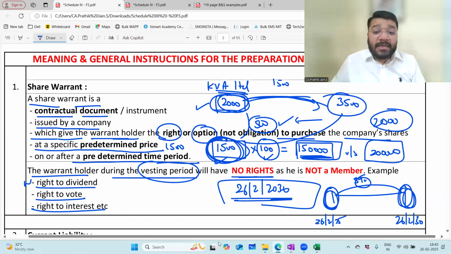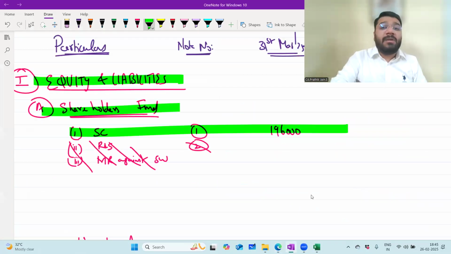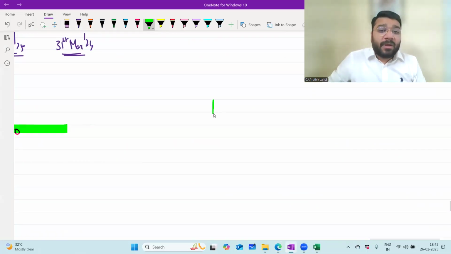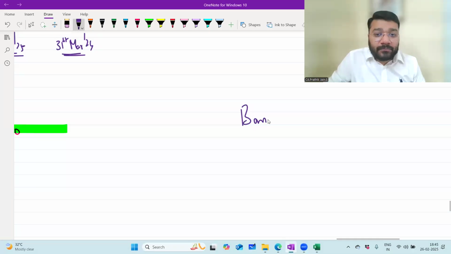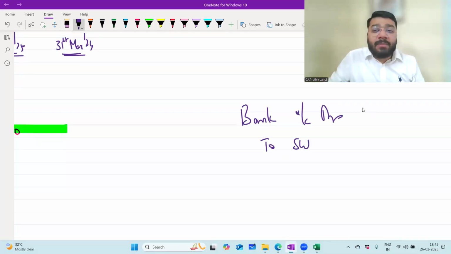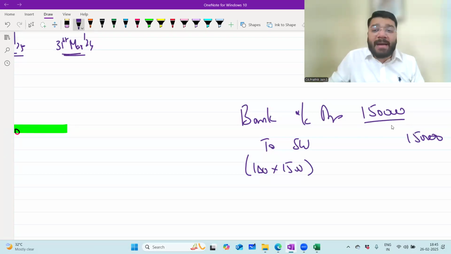Now the question is, if I issue the share warrant, what will be the journal entry? Bank account debit to share warrant. How much? 1,50,000. How, sir? 1,500 rupees per share into 100 shares. So 1,50,000 you got in your bank account.